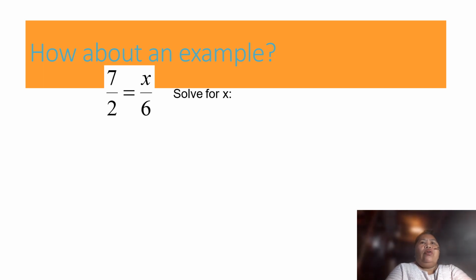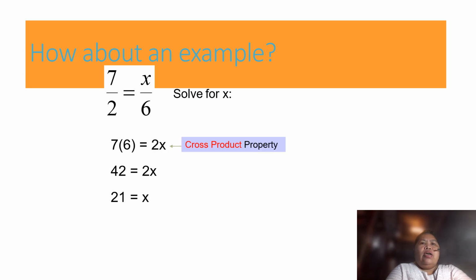Okay, how about an example? We have 7 over 2 is equal to 4x. Using the cross product property, we can multiply. Now 7 times 6 is equal to 6. So we just cross multiply. And then 4 times 7 is 42 is equal to 2x, divided by 2 on both sides. So we have x is equal to 21.